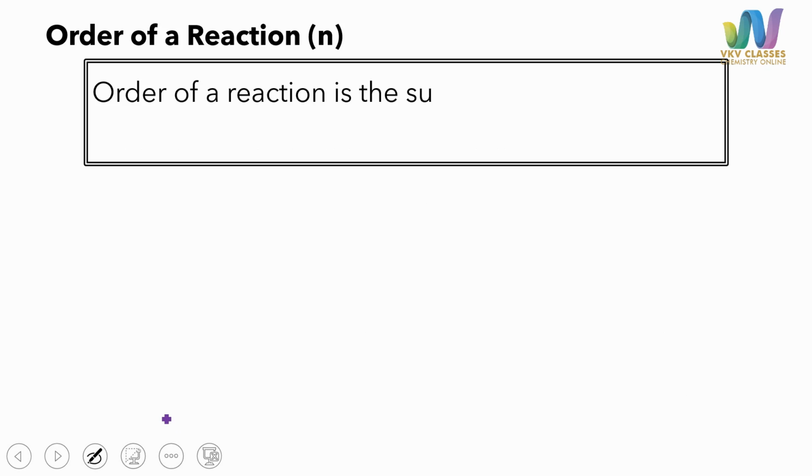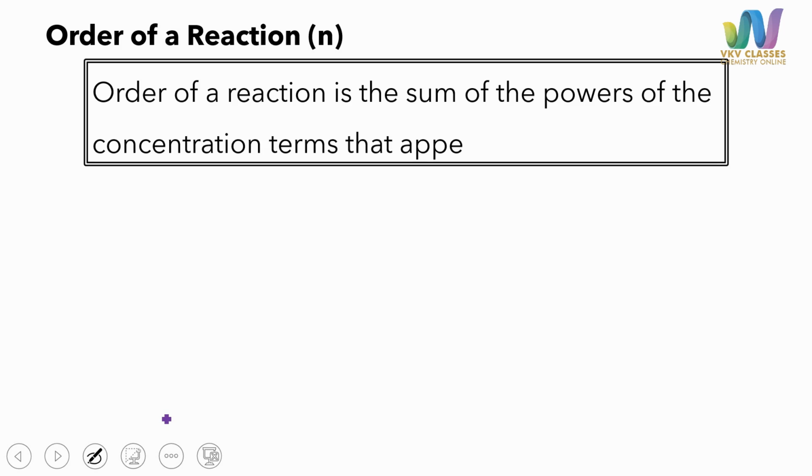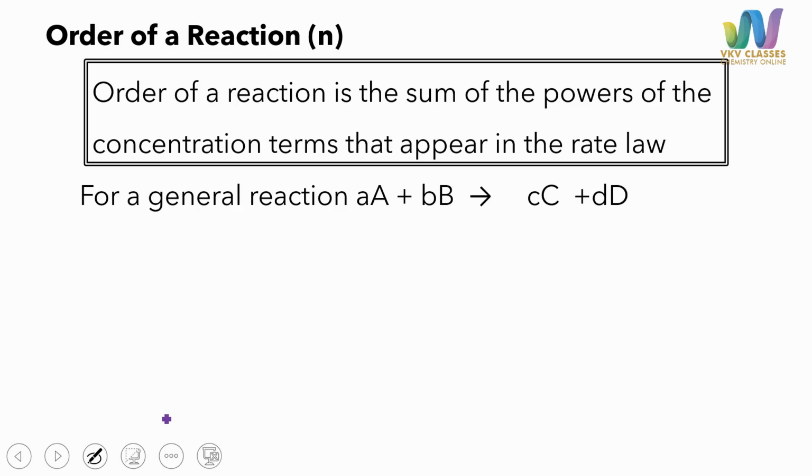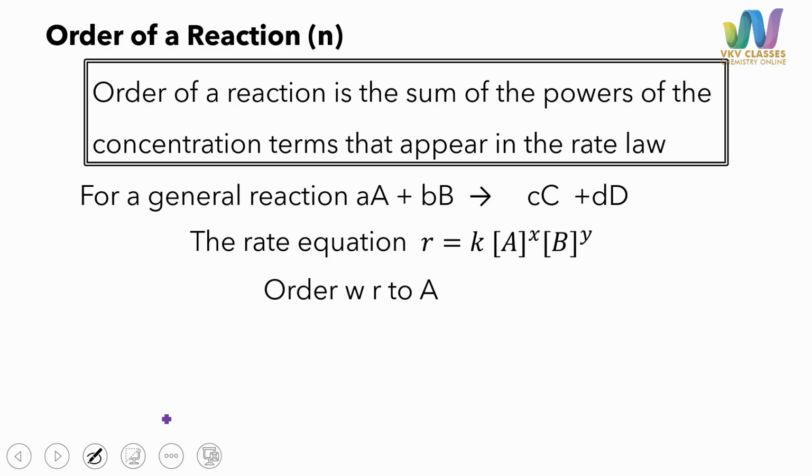The order of a reaction is the sum of the powers of the concentration terms that appear in the rate law. For a general reaction, A plus B giving C plus D, the rate law is R equal to K into [A] power X into [B] power Y. Here the power of A in the equation is X, so the order with respect to A is X.